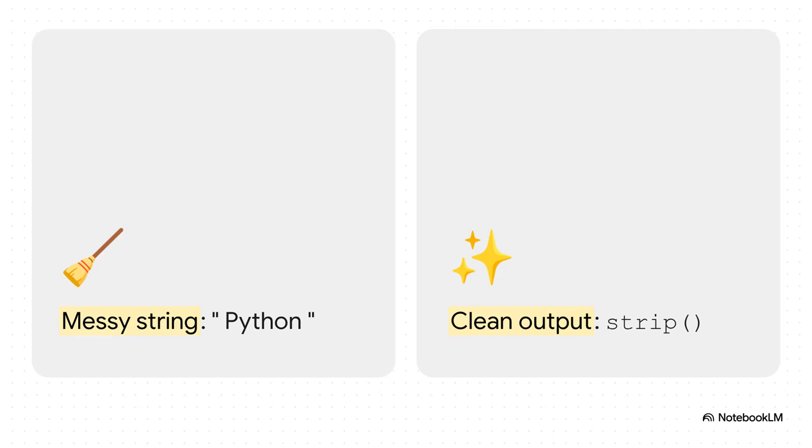Let's actually look at a practical lifesaver here, the strip method. Imagine a user is typing their email into a form, but their thumb accidentally hits the spacebar a few times before and after their email address. In code, those extra spaces are technically characters, which can absolutely break your database. But by applying the strip method, Python instantly removes those messy outer spaces, giving us clean, standardized data. It is a true, real-world lifesaver for handling unpredictable user inputs.